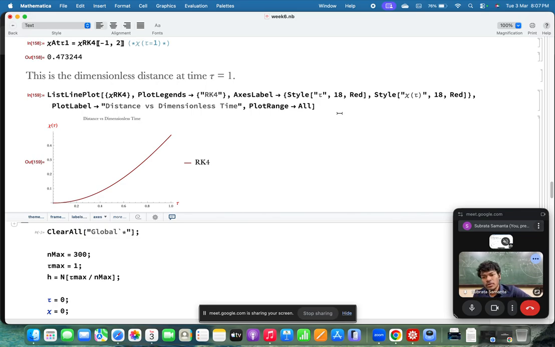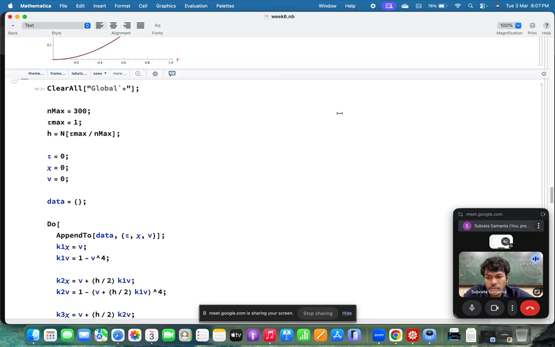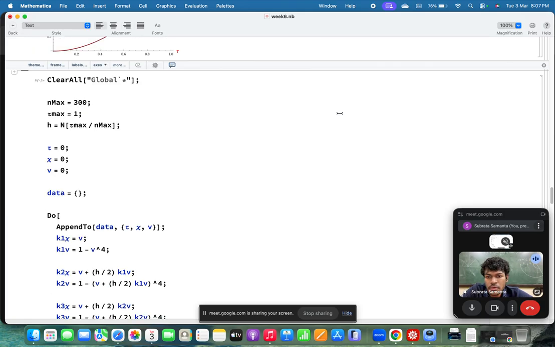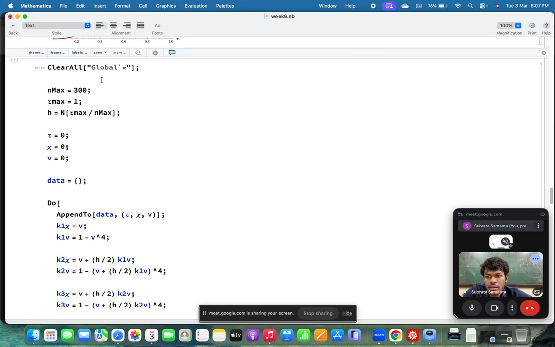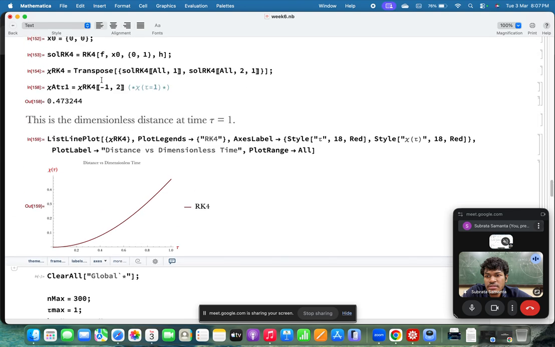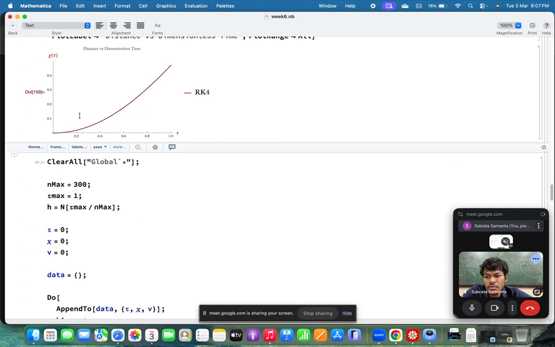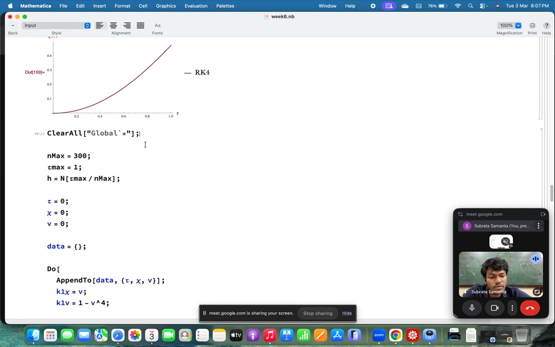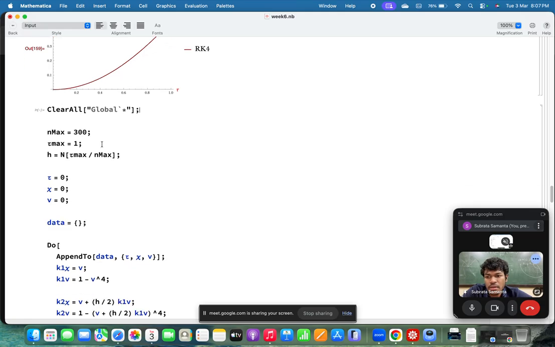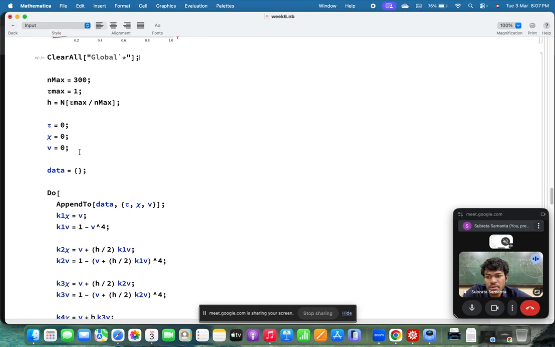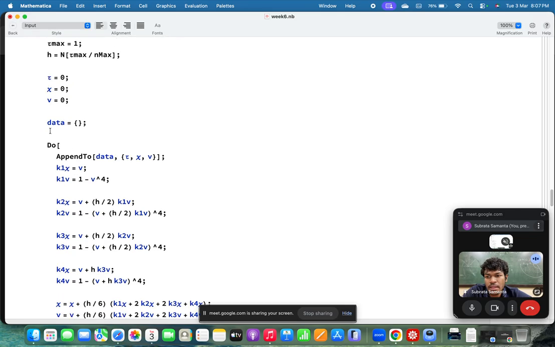Now we can also solve this in a more elaborate way. Let us say for n max equals 300, I calculate this. You calculate for n max equals 300 and tau max 1, and then you calculate h. This is the initial values, tau equals 0, chi equals 0, and v equals 0, and then I create a data set.